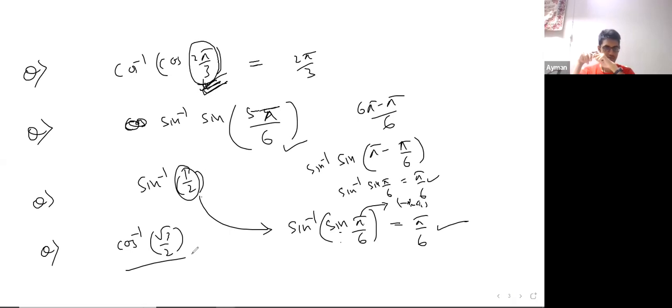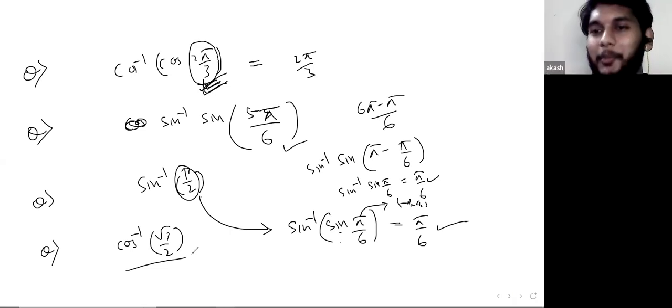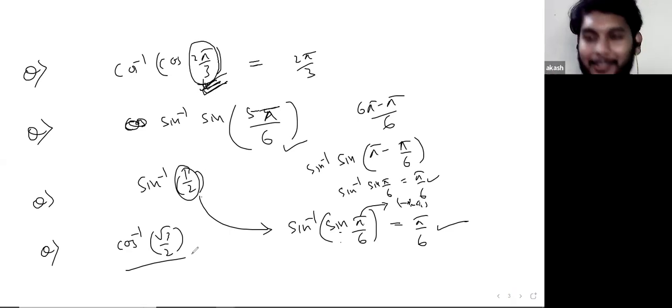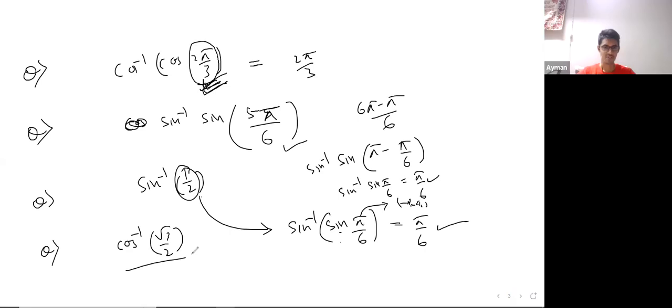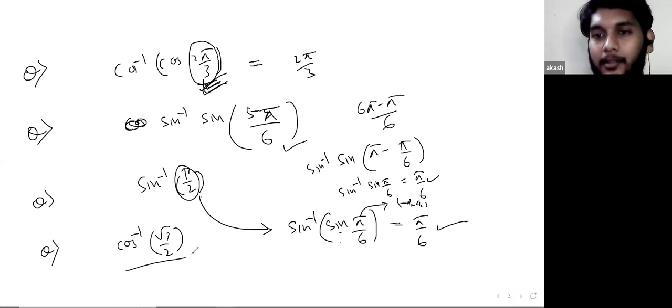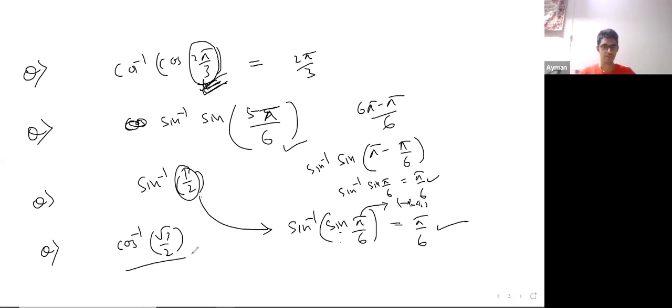Root 3 by 2. Use your pen and paper also. I can't remember the value. You don't remember the values. That is very sad to see. In the next class, you have to remember the values, all right? Again, at 30 degrees, cos 30 is root 3 by 2. So what will be the answer?